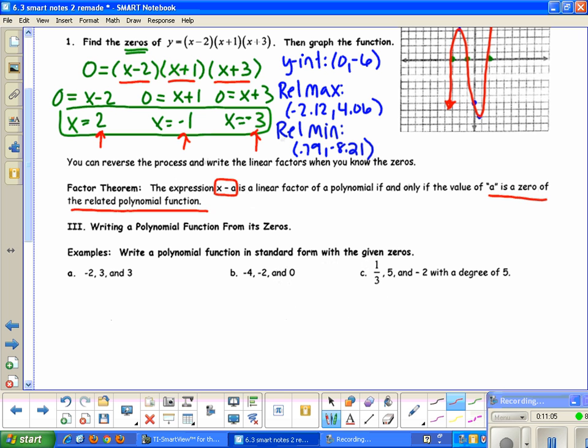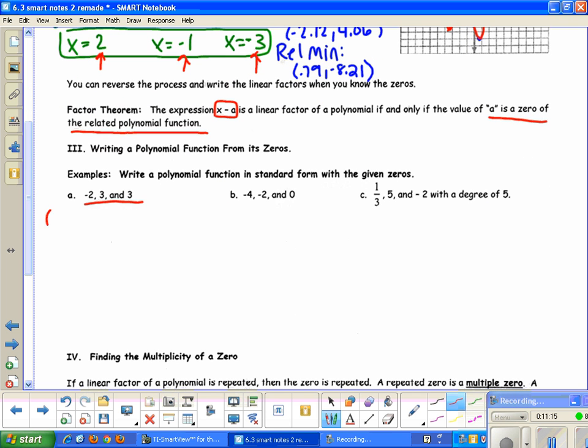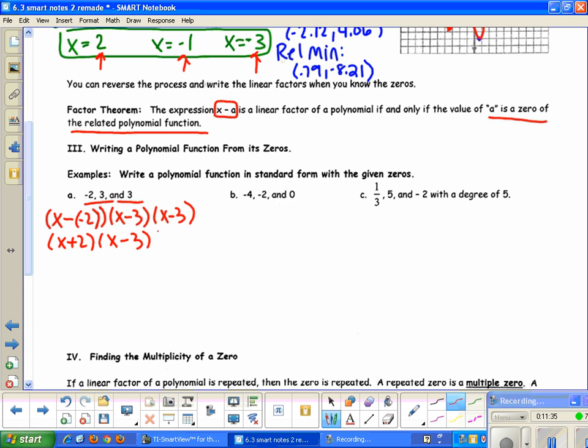So for these examples, we want to write a polynomial function in standard form with the given zeros. If I have these for my zeros, the first thing I want to do is write them as linear factors. So this would be x minus -2, so x plus 2. The next one would be x minus 3, and x minus 3, we have 2 of them. So really, remember, this is x plus 2, x minus 3, and x minus 3. You can check it by setting equal to 0 and solving. You should get -2, 3, and 3.